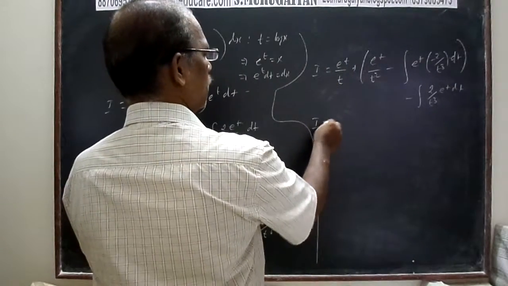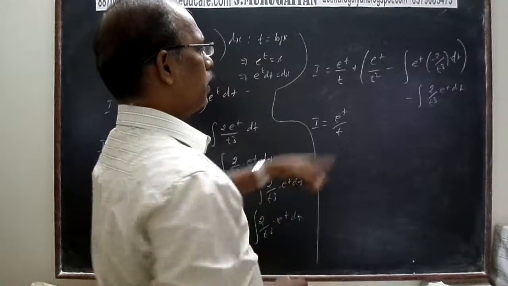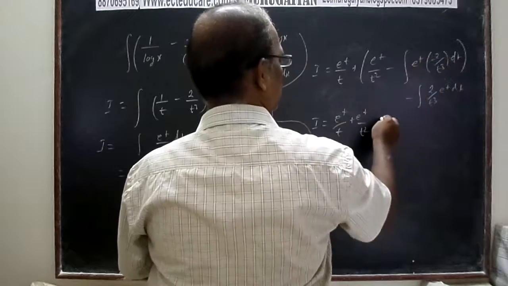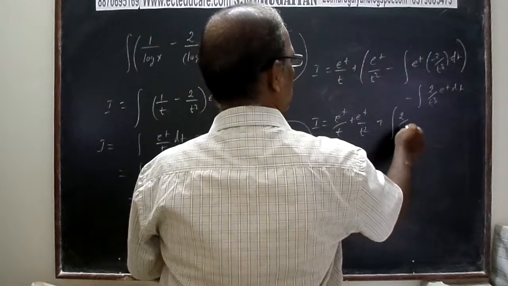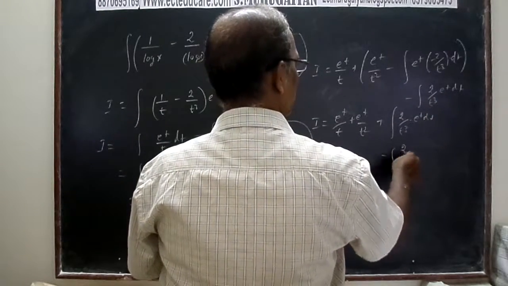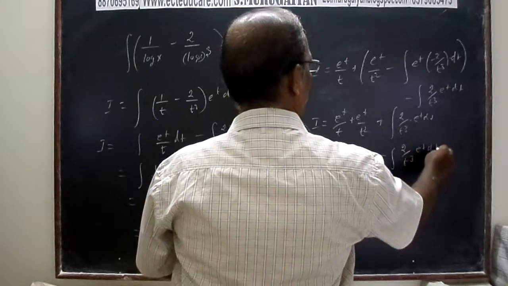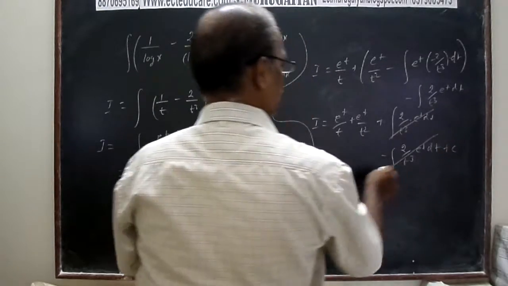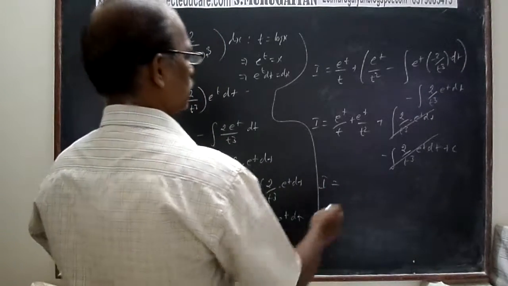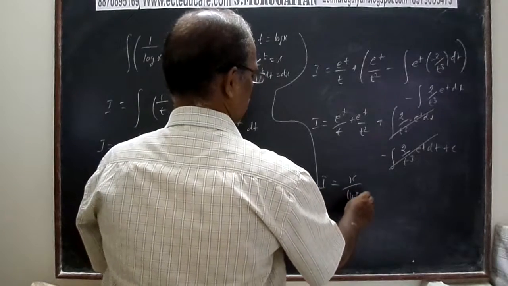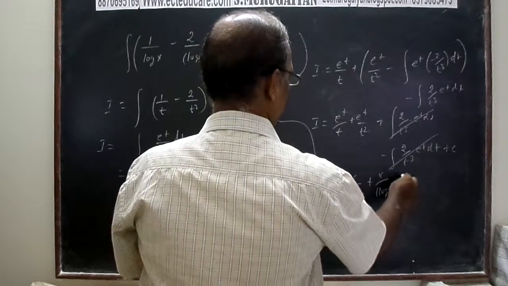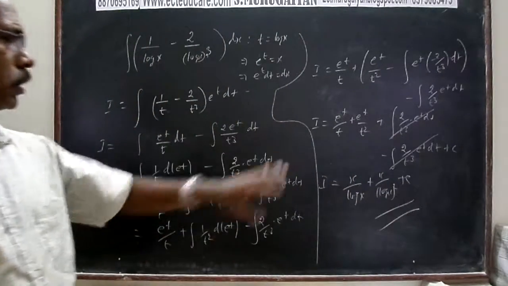After expansion, I equals e power t by t plus e power t by t square, plus e power t by t square, minus or plus, 2 by t cube in the e power t dt. The last term is minus integral of 2 by t cube and e power t dt with the integral constant. These two cancel. So this is the final answer. The final answer in terms of x, e power t is x, t is log x: x by log x plus x by (log x) the whole square with the integral constant. So this is the final answer.